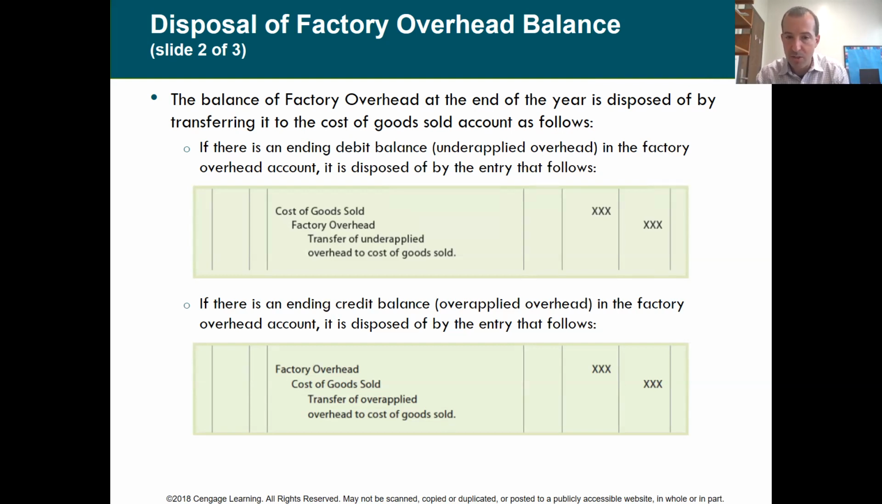If the opposite situation occurs, then we need to debit factory overhead and credit cost of goods sold. So if we have a credit balance in factory overhead, we need to remove that credit balance at the end of the calendar or fiscal year before we can move on to the next year. So this was a quick summary on factory overhead, how to apply it, and how to close out the account if it's over or under applied using cost of goods sold.